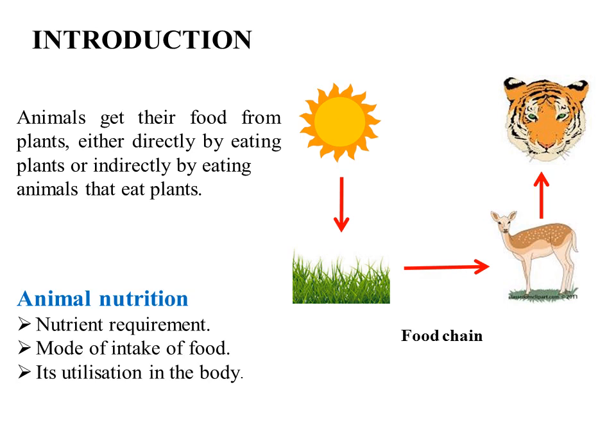As we know, animal nutrition comprises nutrient requirements, mode of intake of food and its utilization in the body. Without nutrients, how would animals get their energy to do any work? Modes of intake of food means how different animals take food by different methods. And utilization means how this food is utilized in their body.